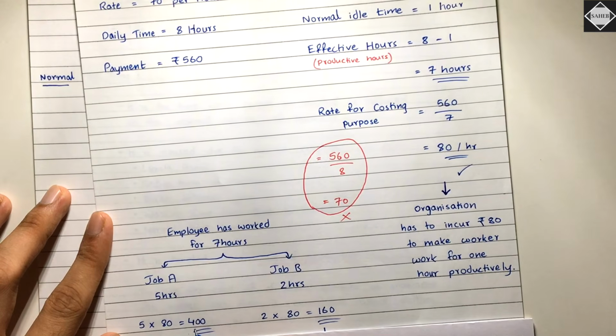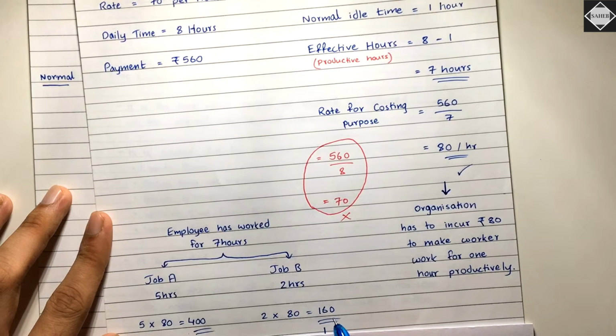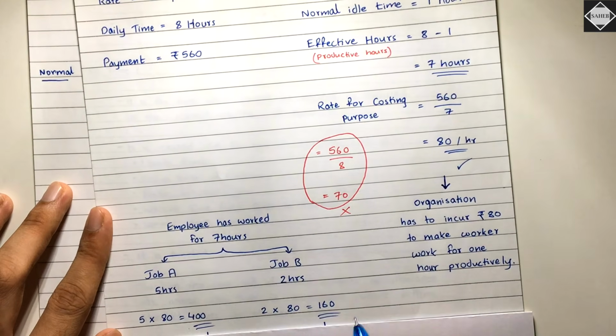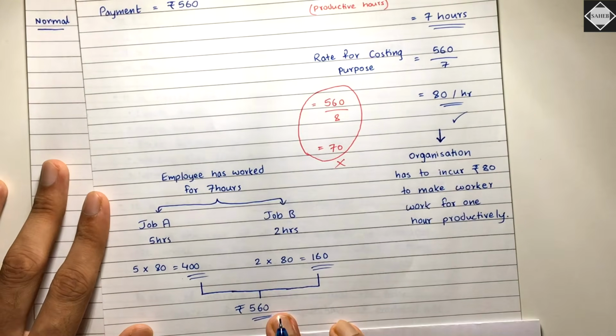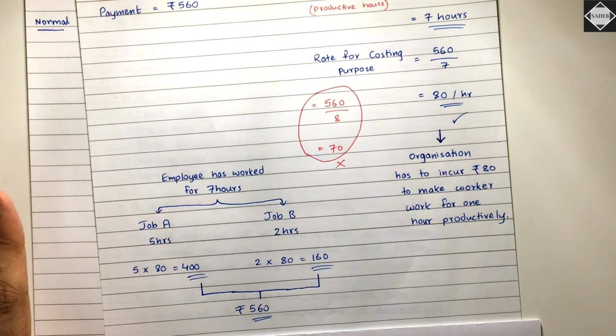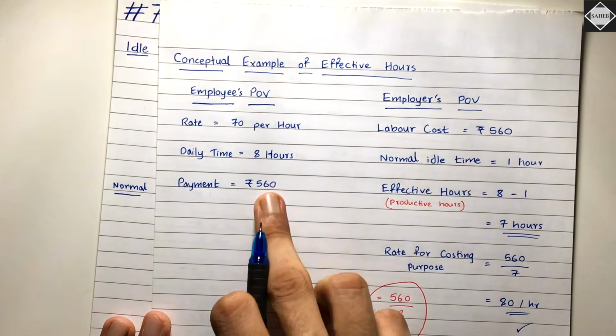5 into 80, 400. 5 fours are 20, 5 eights are 40, so 400. 2 into 80, that's 160 rupees. So if you add up these two figures, what do you get? 400 plus 160 is equal to 560 rupees. Isn't it? Employee got 560.